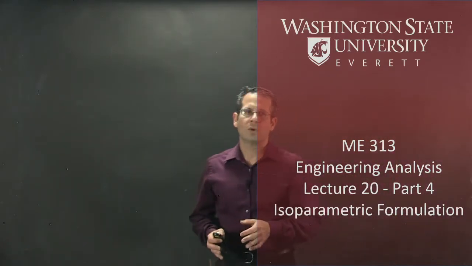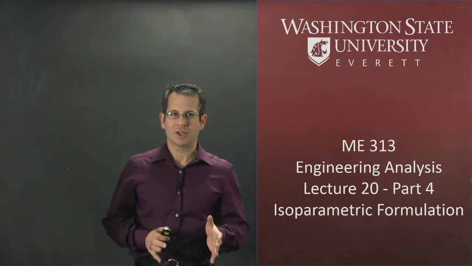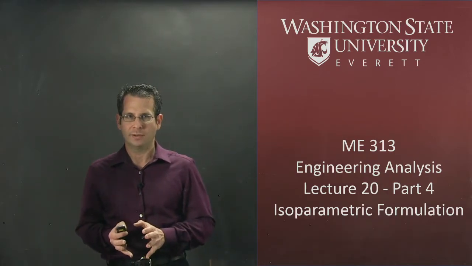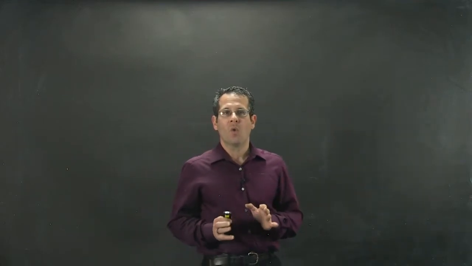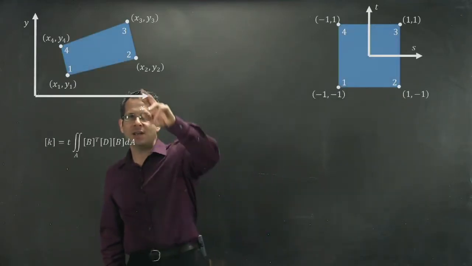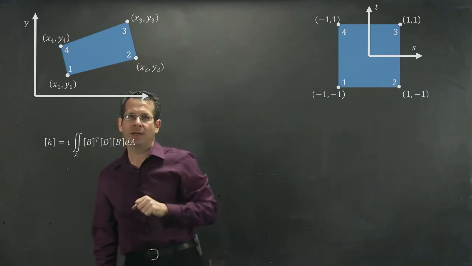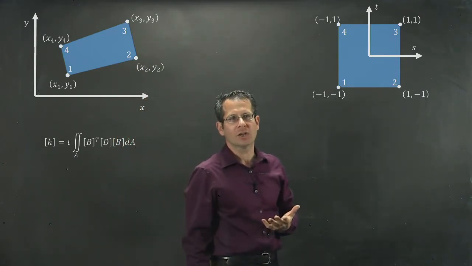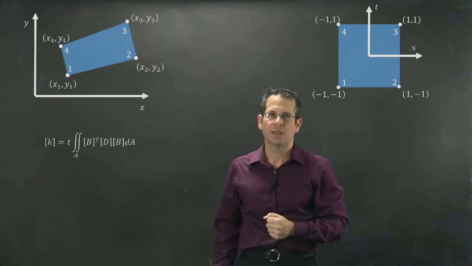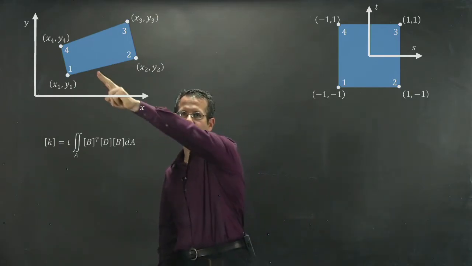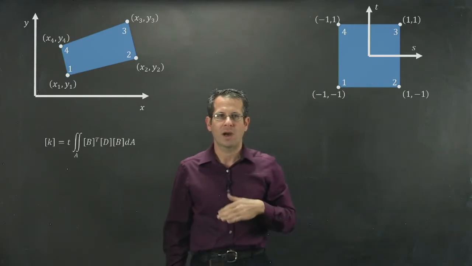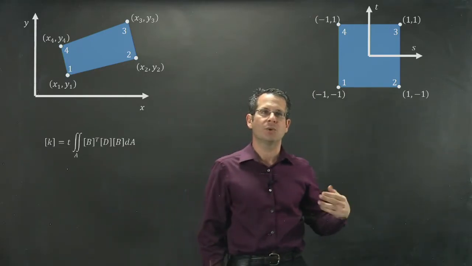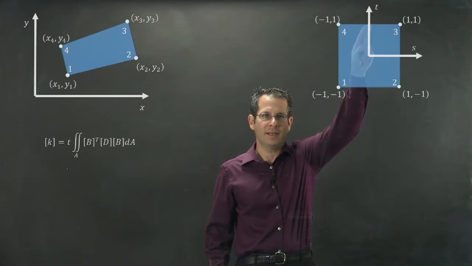This video will end our short introductory lecture on the isoparametric formulation. Remember what we've done so far. We mapped a generic rectangular element existing inside a larger two-dimensional mesh, existing in XY space, and mapped it to a standard square element existing in virtual ST space.